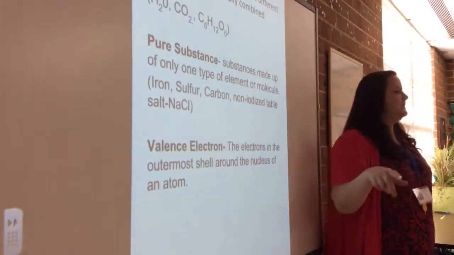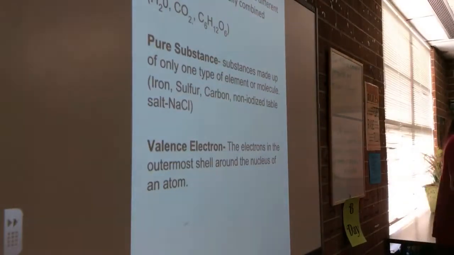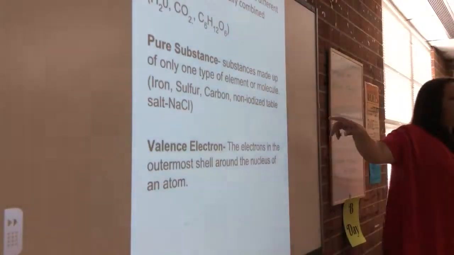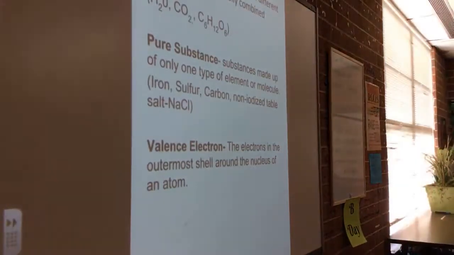Pure substance is exactly what it sounds like. A pure substance are substances made up of only one type of element or molecule. So if I have iron, just iron, it's a pure substance. If I have just sulfur, not mixed with anything else, it's a pure substance. Just carbon is a pure substance. Non-iodized table salt. Usually the stuff we have on our table to sprinkle on our food is iodized. But if you have non-iodized table salt, it's only sodium chloride, which makes it a pure substance.